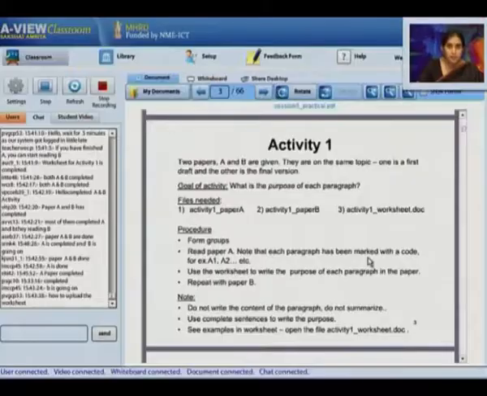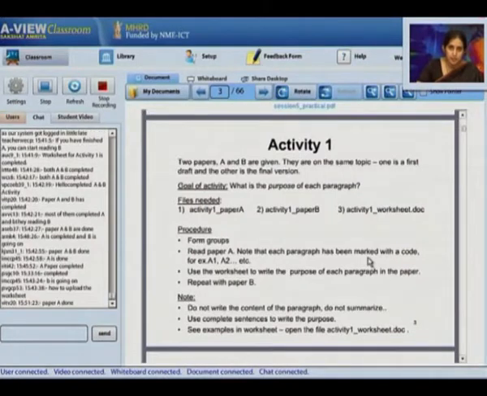I got a number of responses on the chat window, and it looks like almost 20 centers have done both A and B, and almost all centers have finished A. So this would be a good time to discuss a little bit, then I will give you some more time for paper B, and then we will see what to do after that. So what we will look at now is what is meant by purpose of each paragraph. We will first do paper A.